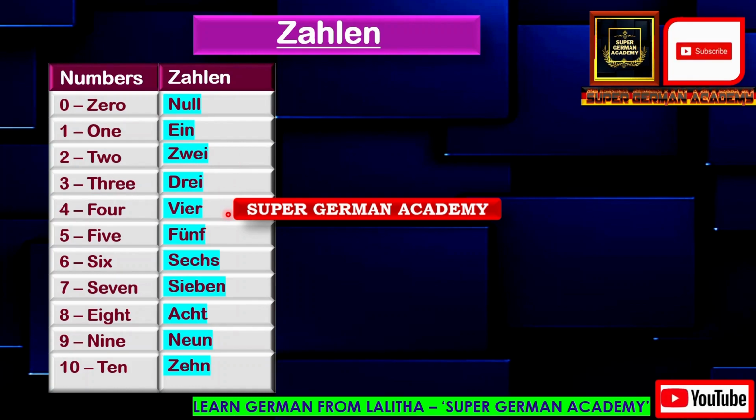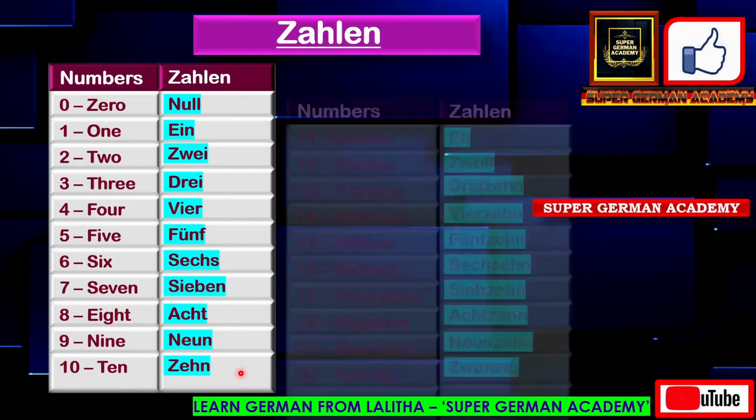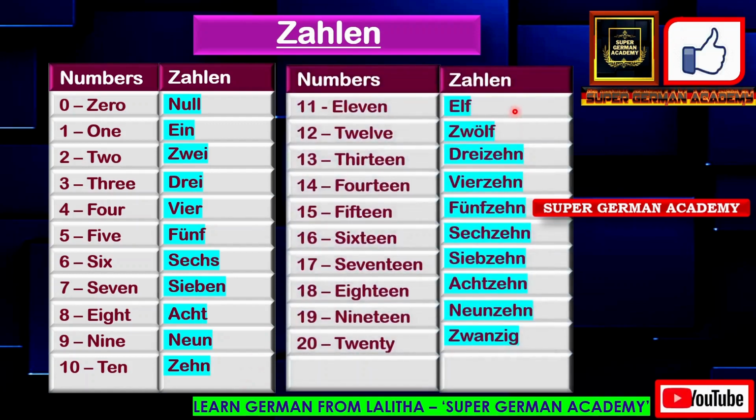Vier, V-I-E-R. Vier means 4. Fünf, F-Ü-N-F. Fünf means 5. Sechs, S-E-C-H-S. Sechs means 6. Sieben, S-I-E-B-E-N. Sieben means 7. Acht means 8. Neun, N-E-U-N. Neun means 9. Zehn, Z-E-H-N. Zehn means 10. Next numbers are 11. Elf, E-L-F. Elf means 11. Zwölf means 12.